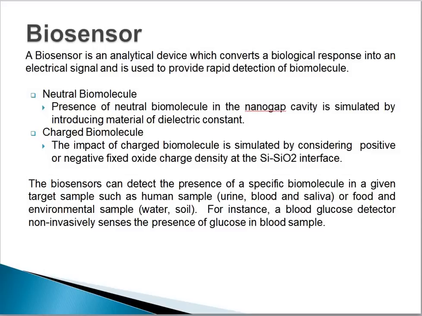Next is the biosensor. A biosensor is an analytical device which can convert a biological response into an electrical signal and is used to provide rapid detection of the biomolecule. There are two types of biomolecule. The first one is the neutral biomolecule and the other is the charged biomolecule.